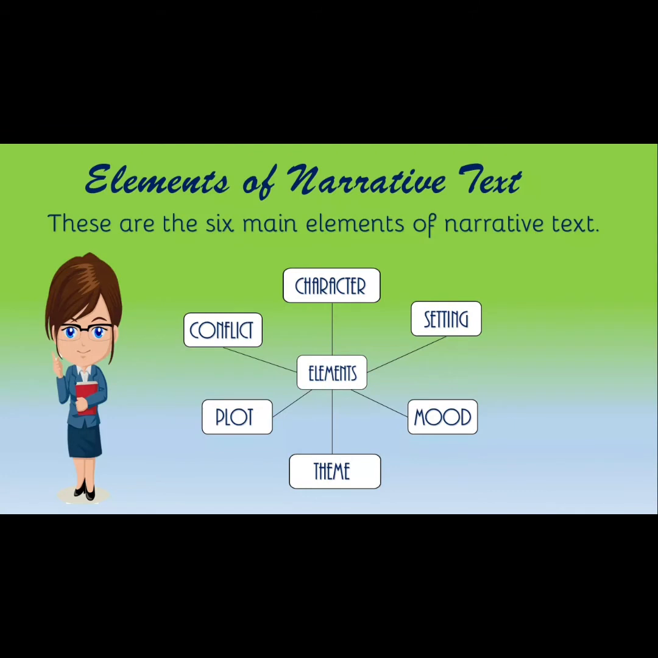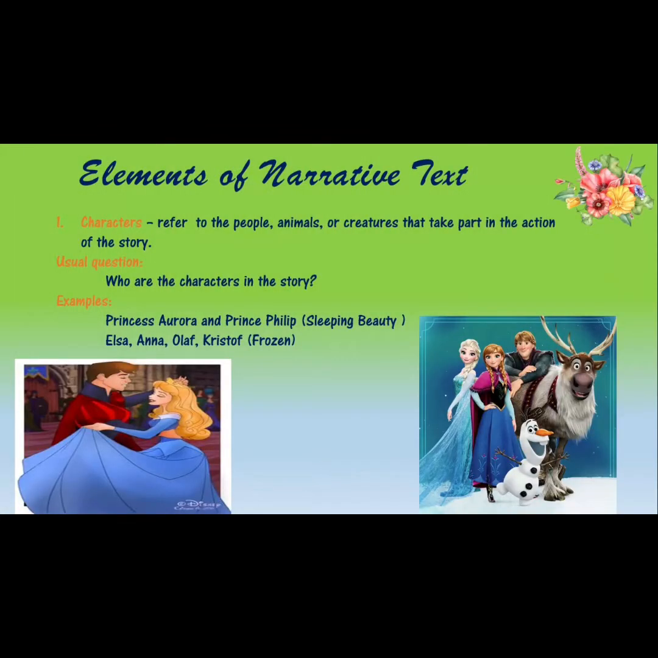So let's proceed to the elements of narrative text. These are the 6 main elements of narrative text: character, setting, mood, theme, plot, and conflict. Number 1, characters refer to the people, animals, or creatures that take part in the action of the story. So, ibig sabihin, ito yung mga tauhan sa kwento. So, maaaring ito ay tao, hayop, o ibang mga creatures pa.